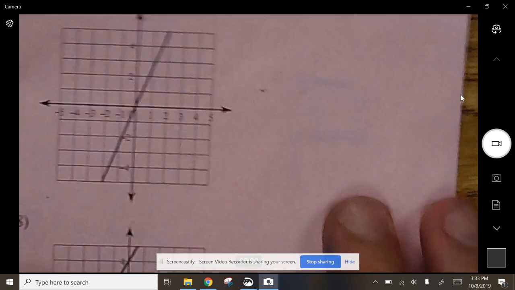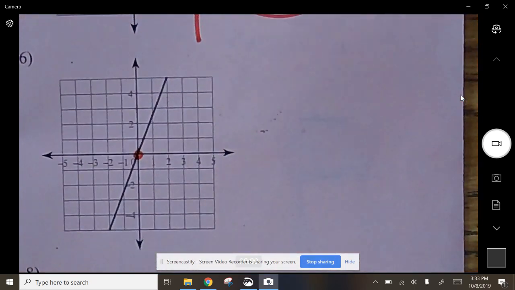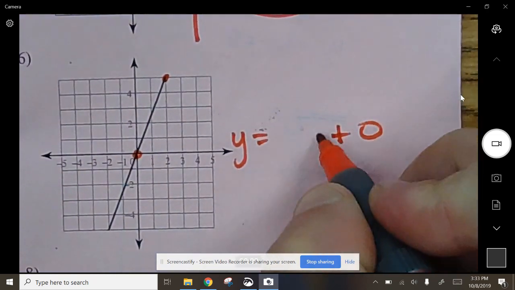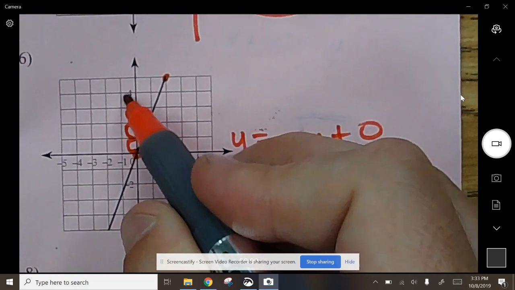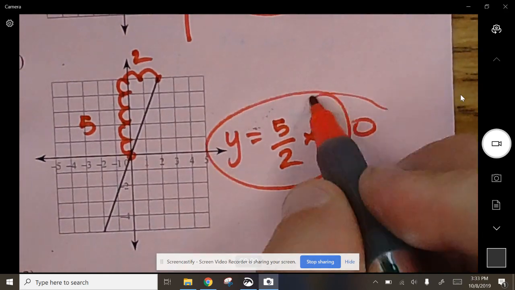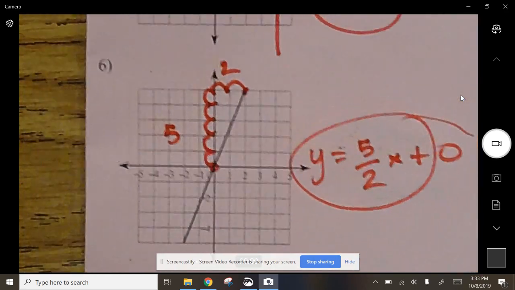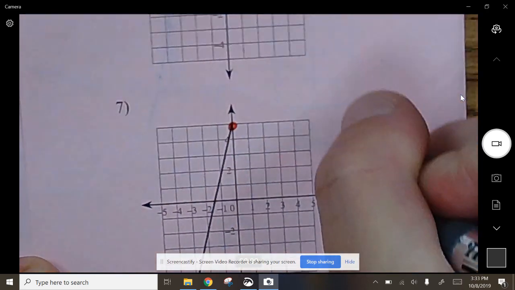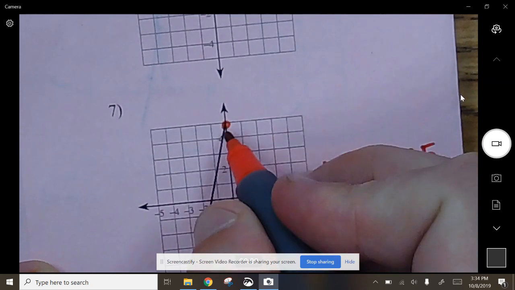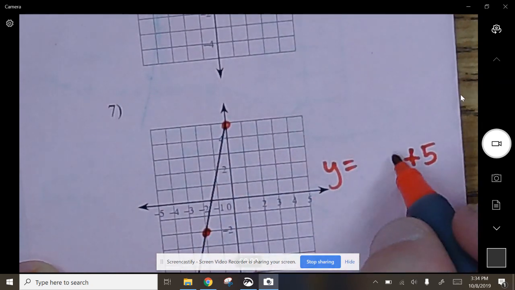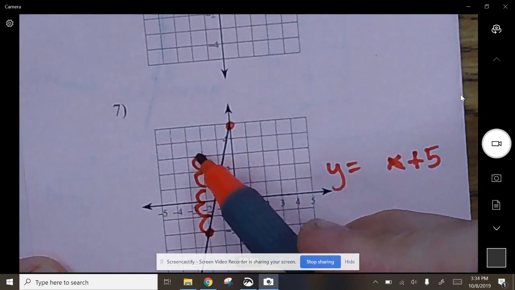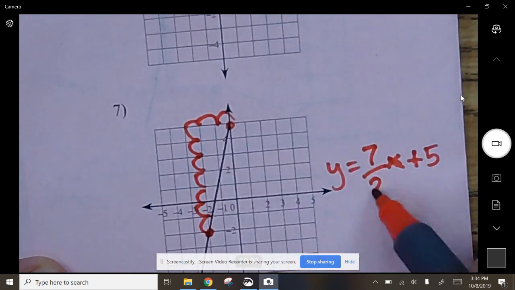All right, number 6. Point here. And point here. Y equals plus 0. I'm going to put my x. 1, 2, 3, 4, 5 over 1, over 2. All right. Number 7. Point here. Plus 5. And then this is, where's the next point? Right here. So there's obviously an x always in the equation. 1, 2, 3, 4, 5, 6, 7. 1, 2. 7 over 2.